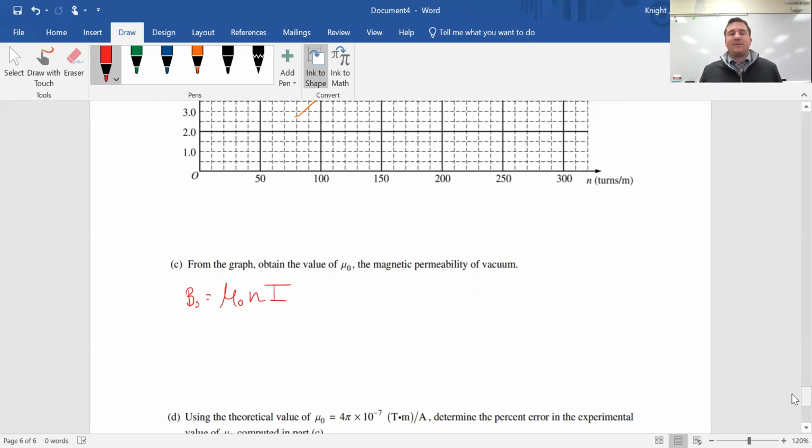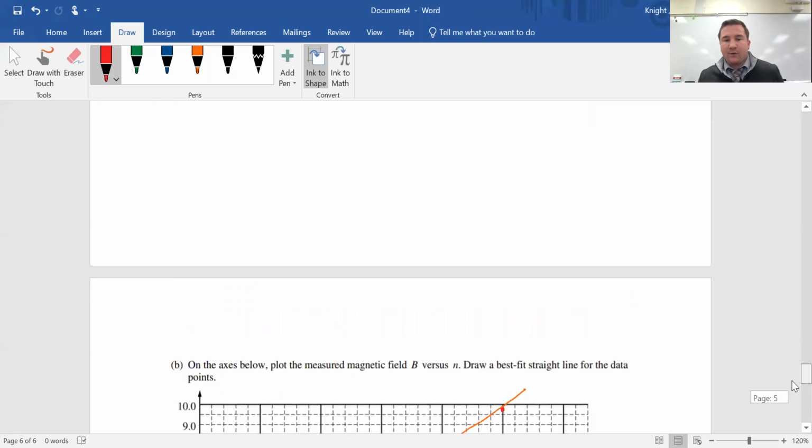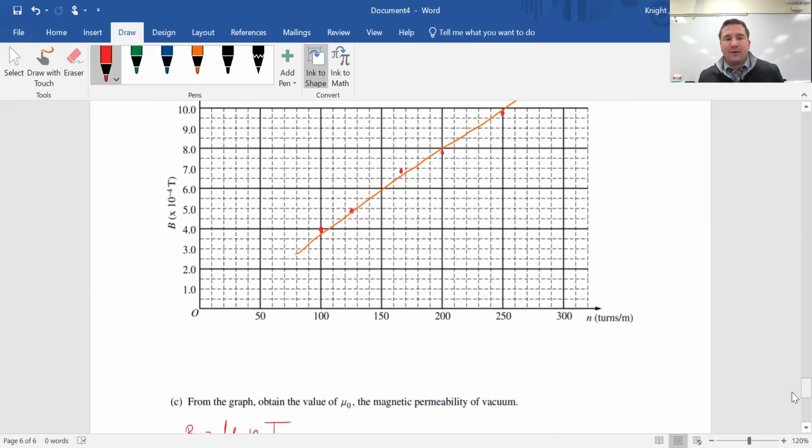So how do we get mu naught times N times I? How do we figure out mu naught here? Well, we have a graph, and if we look at what's measured in the graph, we have B and N. So Y is B, X is N. If we write this out, it would be B equals slope, because this is linear, times N plus y-intercept, which looks like it's heading towards 0.